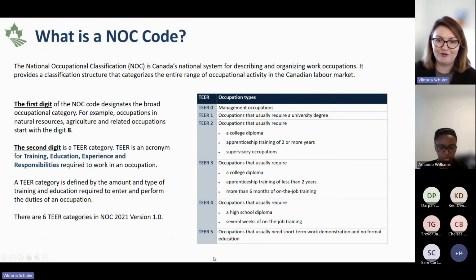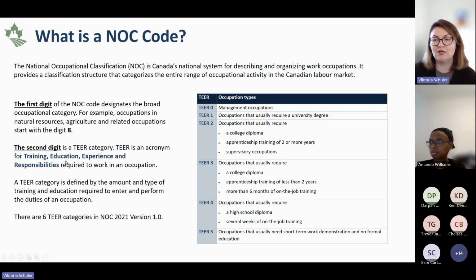More on the NOC codes: if you're not sure about the NOC code and you need a refresh, or you would like to understand the system a little bit better, take the first digit of the NOC code, for example 8055. The first digit is the broad occupational category. So for natural resources and agriculture, it's always 8.